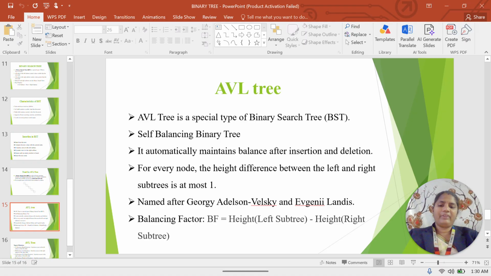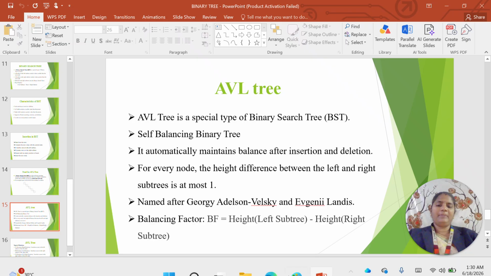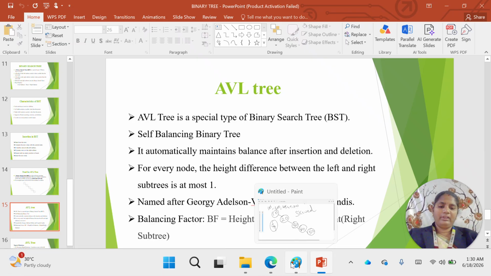One is the balancing factor, and then the height of the tree. Balancing factor is the height of the left subtree minus the height of the right subtree. If the balancing factor is -1, 0 or 1, then the tree is considered balanced. If the value goes to 2 or -2, then self-balancing happens, which is the AVL tree. So first we will see what we mean by height and balancing factor in the AVL tree.